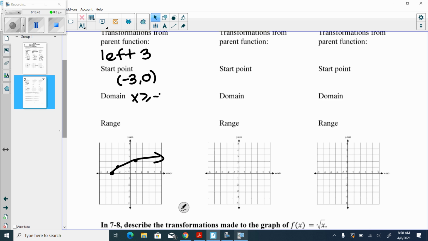Greater than or equal to -3. Or that could also be written as going from -3 to infinity, right? Okay, and my range, did this move up or down at all? No, so it's still going to be the same as that original one. Y is greater than or equal to 0, or it goes from 0 to infinity.